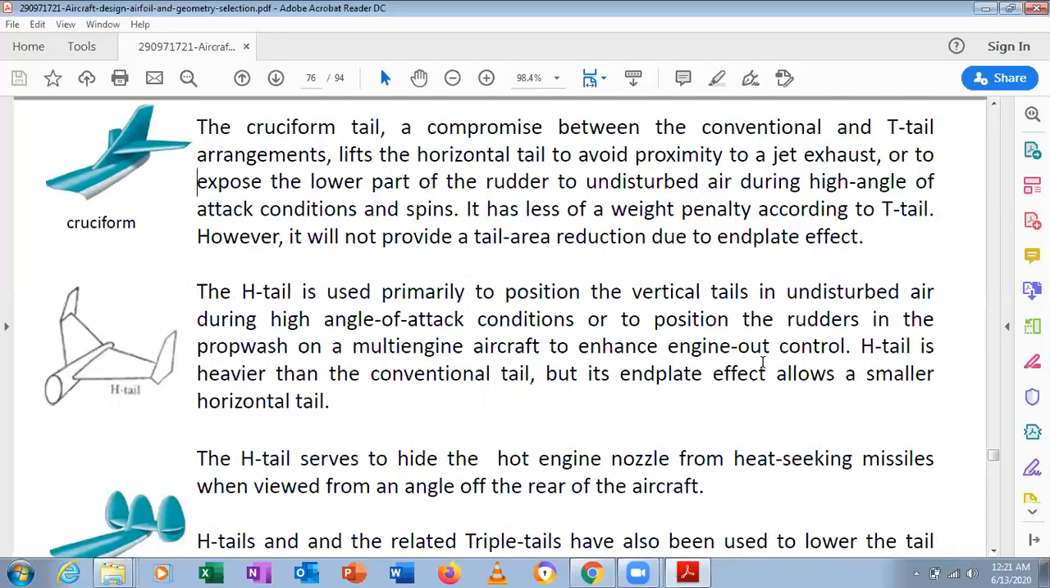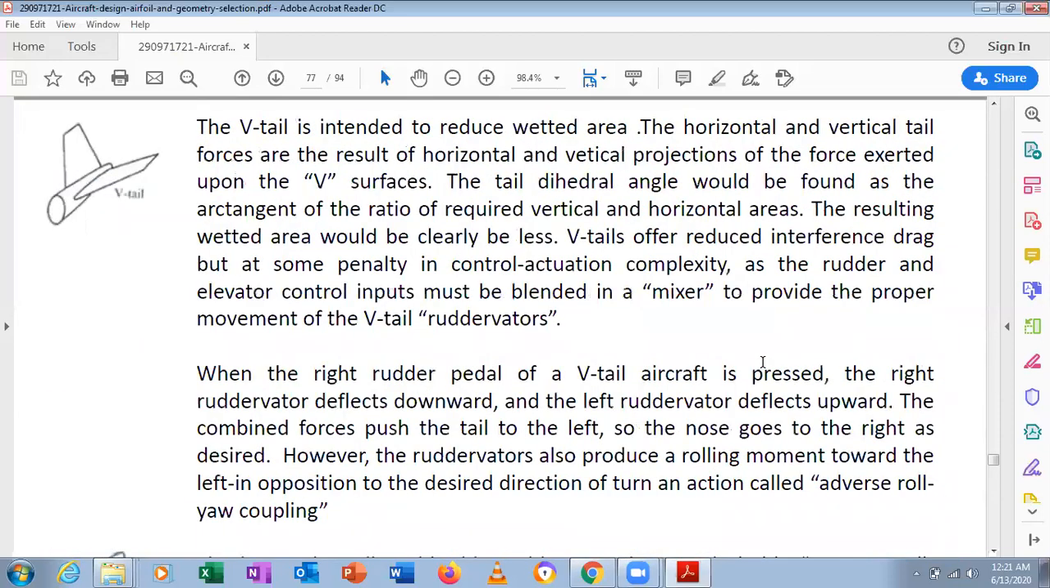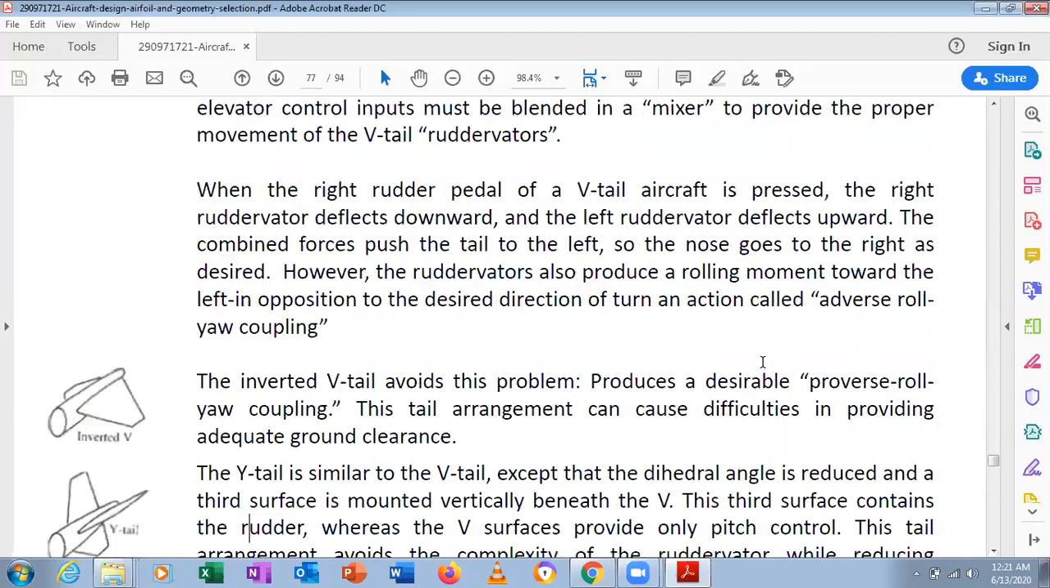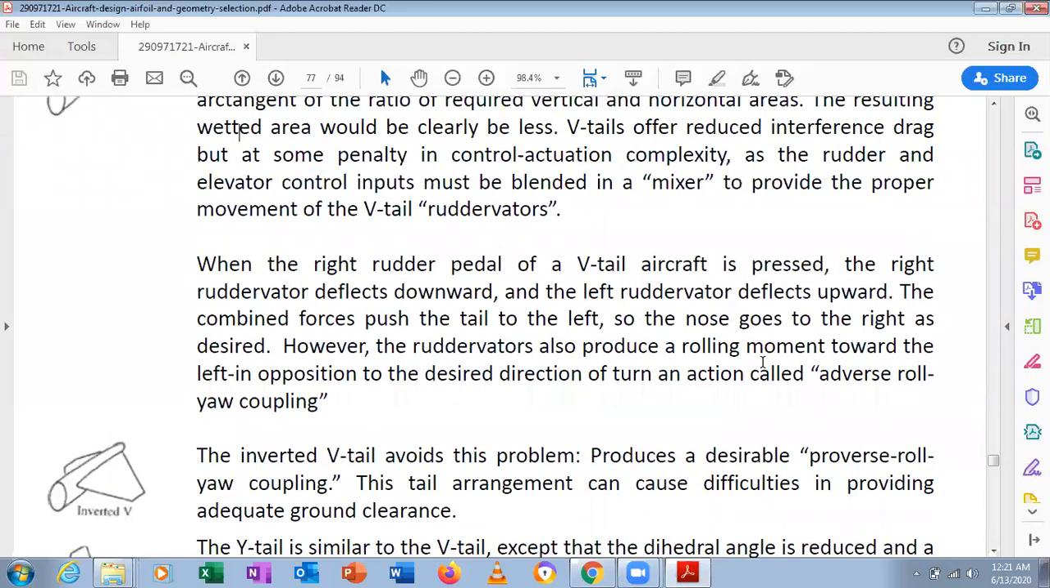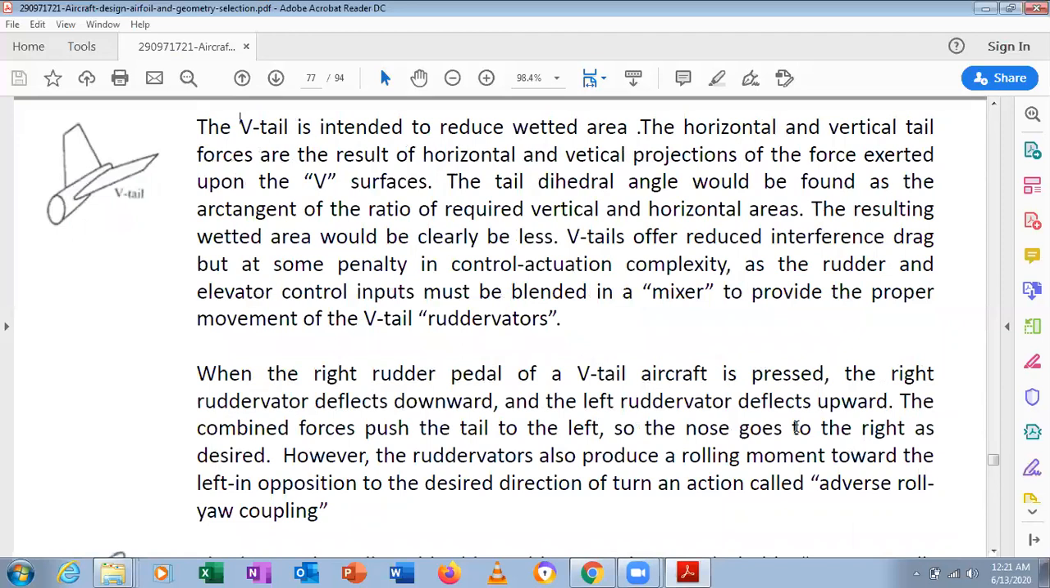And you can see here this is called cruciform, and we have an H tail, and we have a triple tail, and we have a V tail, correct? And we have ruddervators. Already I told you what these are: rudder and elevator. You can see here, this is called ruddervators.